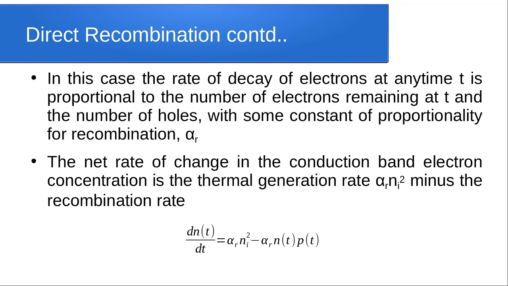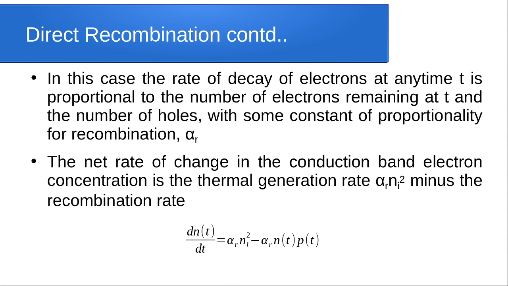In this case of direct recombination, the rate of decay of electrons at any time t is proportional to the number of available electrons at that time t and the number of holes, with some constant of proportionality for recombination, which is denoted by alpha r. Or in other words, the net rate of change in conduction band electron.